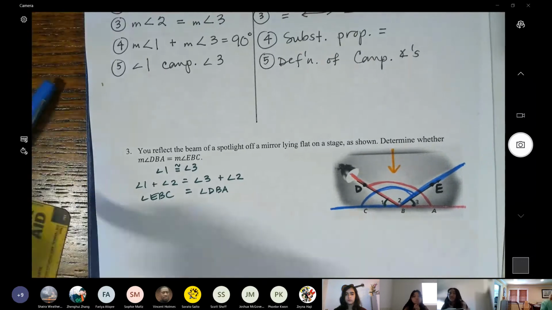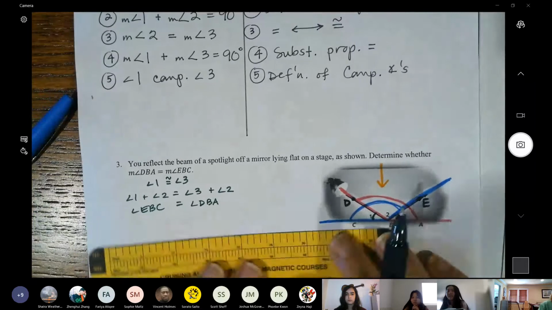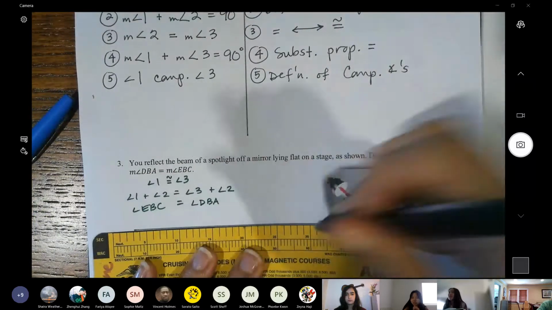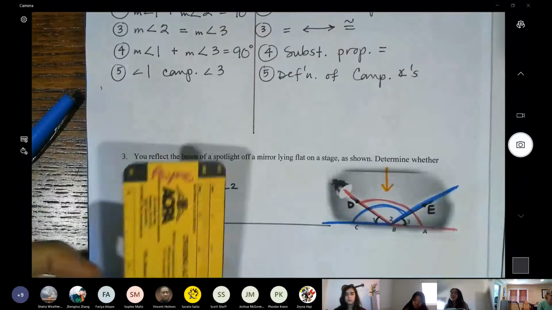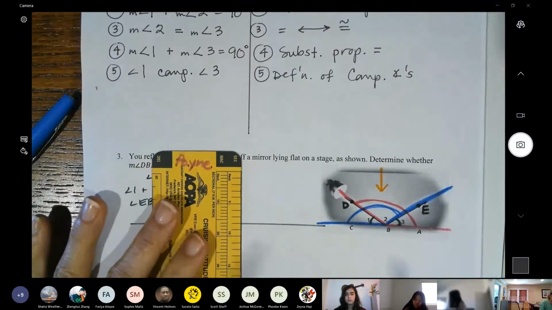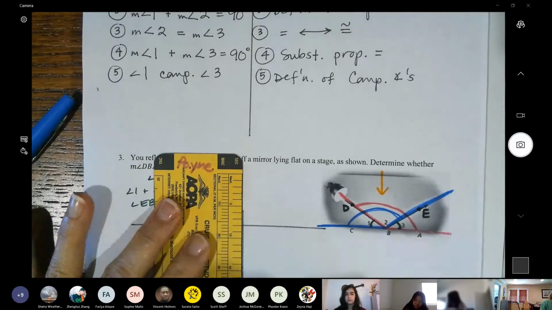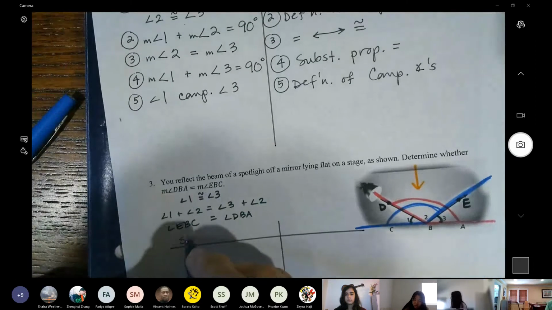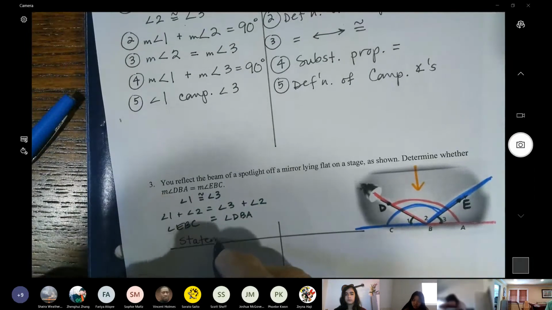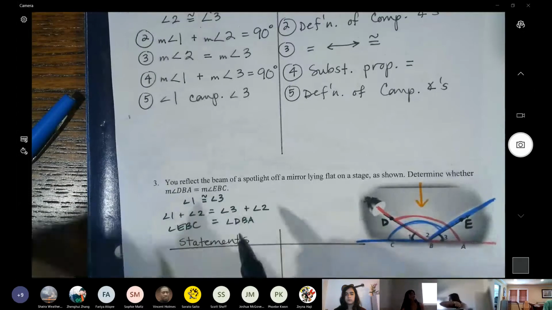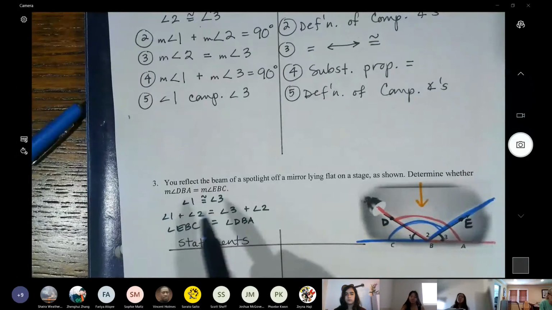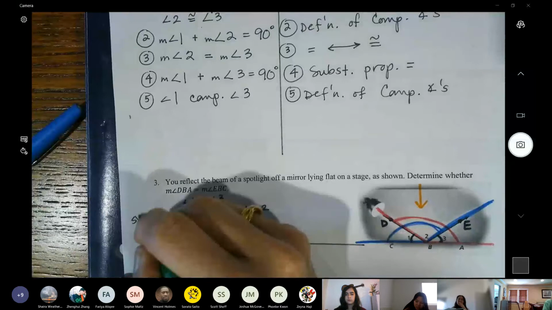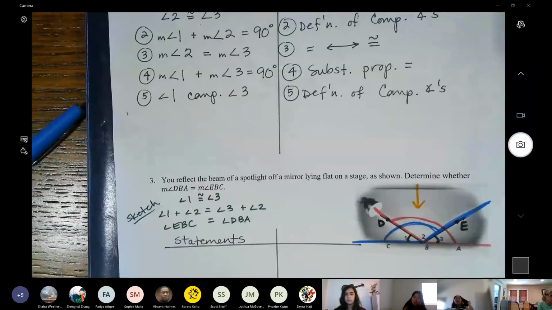So we always start with what? A ruler. Always start with the ruler. Straight lines are our friends. So like I said, this is just sort of a plan to go on. It's not formal. Okay, so that's like a little sketch.